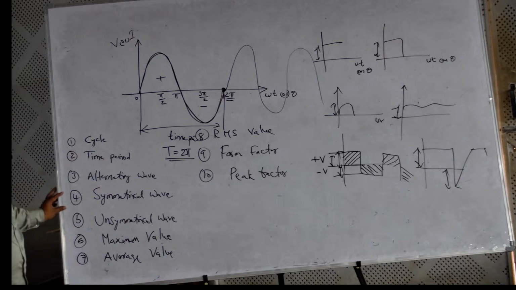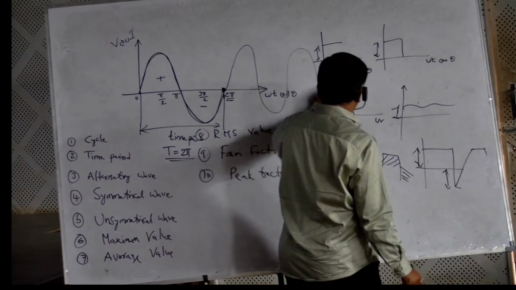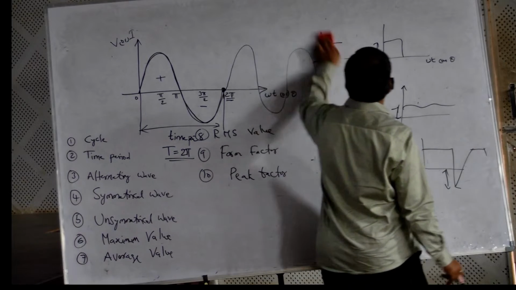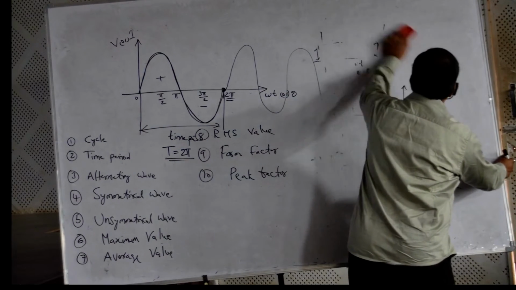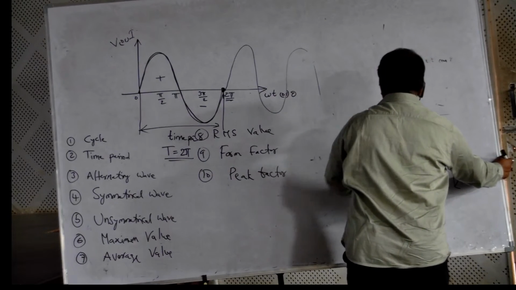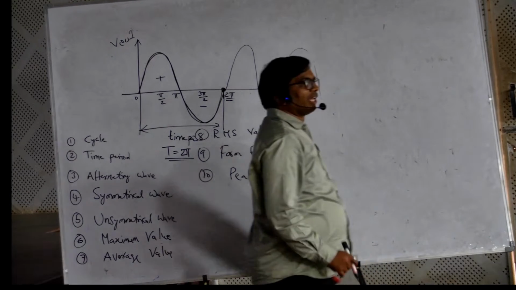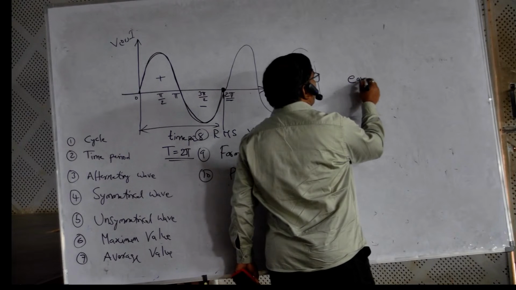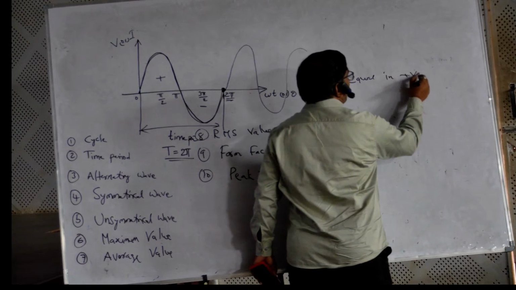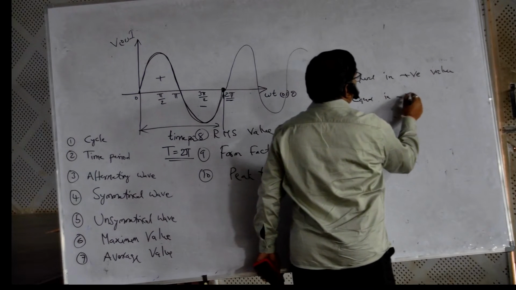Now what is meant by symmetrical wave and unsymmetrical wave? Symmetrical wave means, see, this sine wave can be called a symmetrical wave. Sine wave, cos wave, tan wave are called symmetrical waves. How can you define a symmetrical wave? Symmetrical means the wave which is having equal positive values and equal negative values.